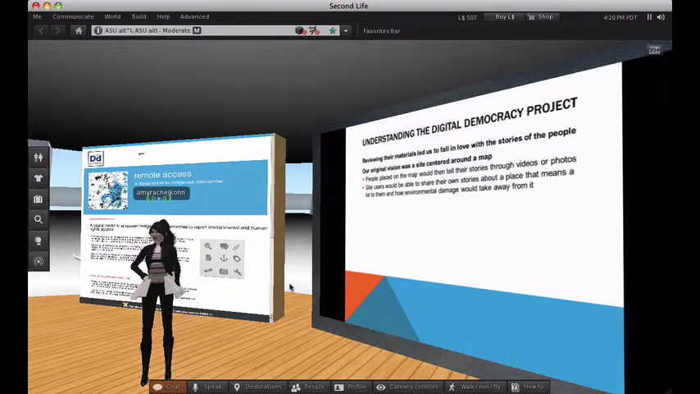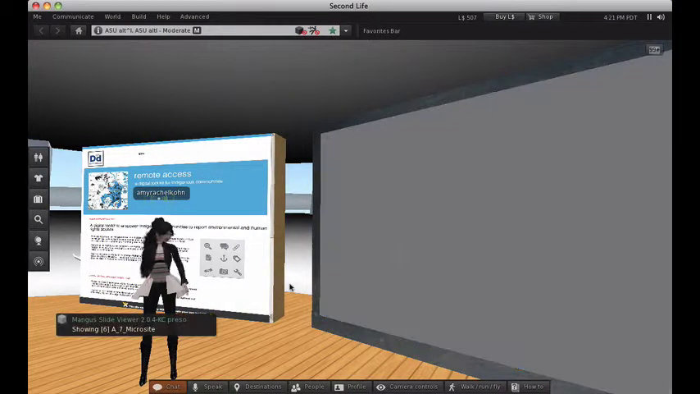So basically, we really thought, okay, our original vision was that we want to do a site centered around a map, and then we would place people on the map and have their stories get you interested in their cause.